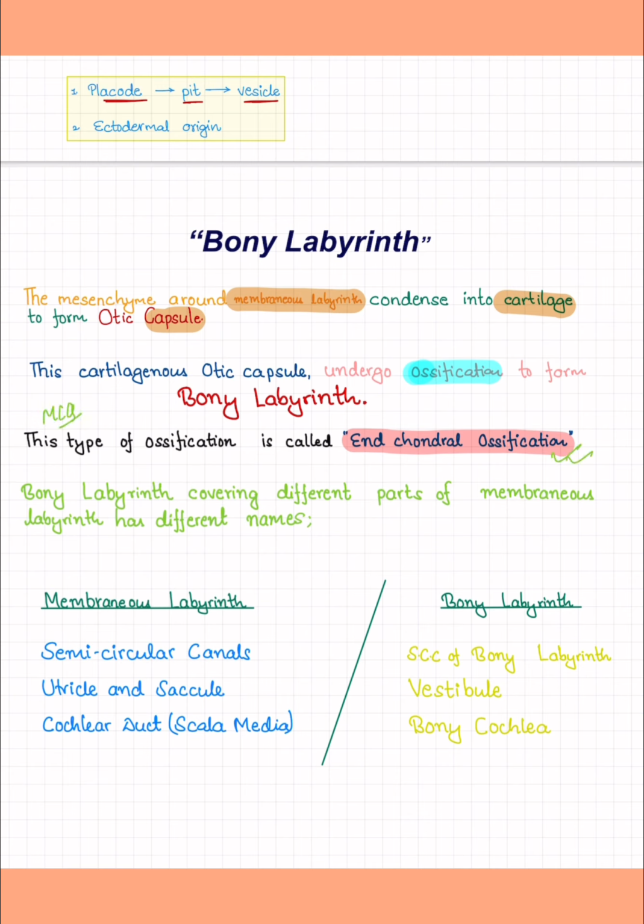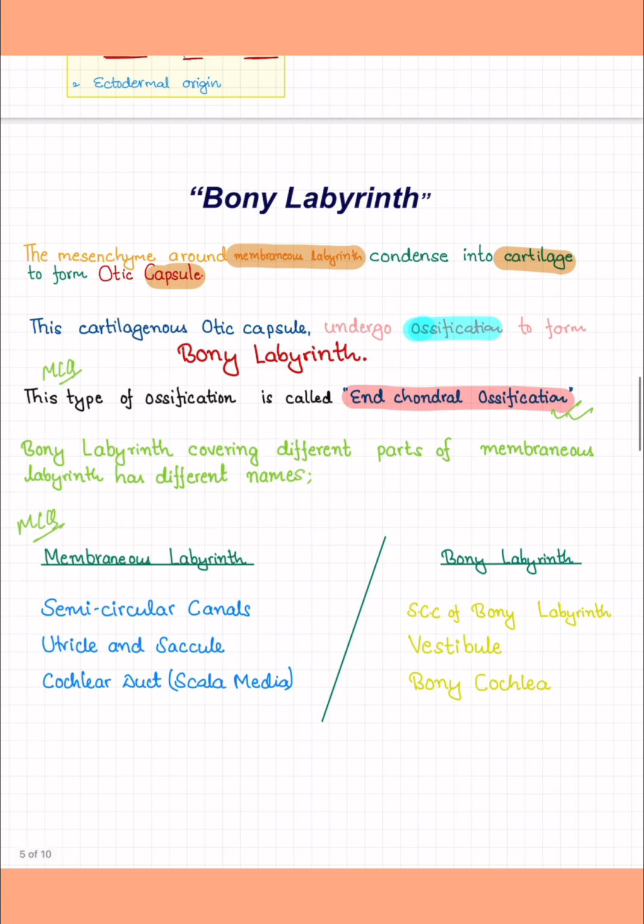Now we see this very important concept written here. Bony labyrinth covering different parts of membranous labyrinth has different names. Let's see here. The bony labyrinth covering cochlear duct, which is also known as scala media, is known as bony cochlea. The bony labyrinth covering utricle and saccule is known as vestibule, and the bony labyrinth covering semicircular canal is known as semicircular canals of bony labyrinth.